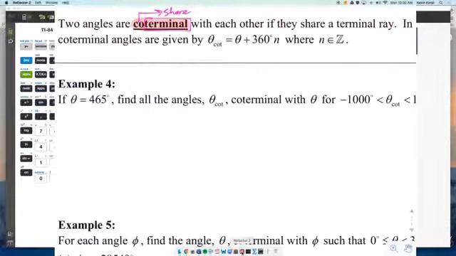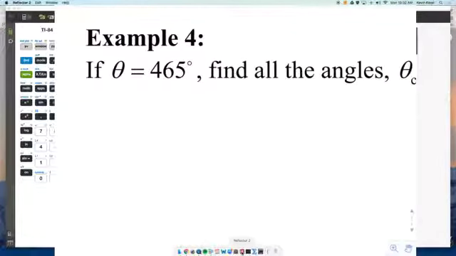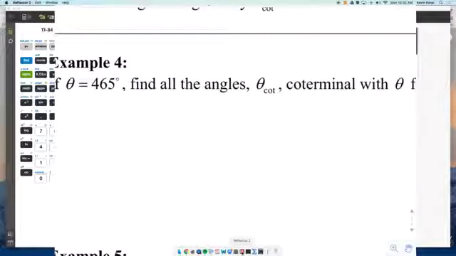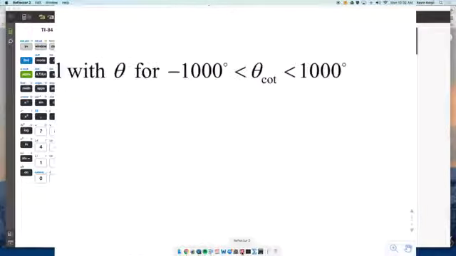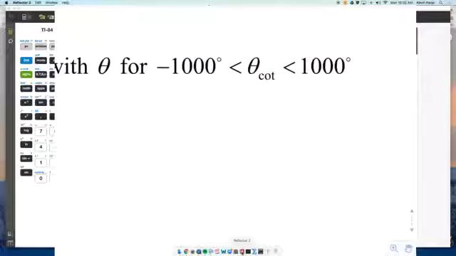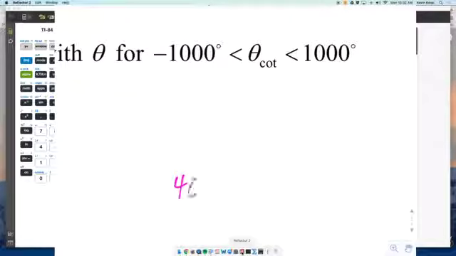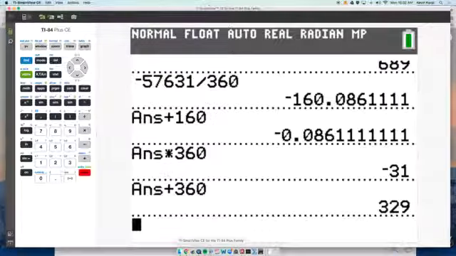Last example, don't put your calculators away. Example 4. If we start with 465, we want to find all the angles that are coterminal with it between negative 1,000 and 1,000. So here's the easiest way to do it. I'm going to go ahead and write 465 down. All you have to do is take your calculator, take 465, write it down because it's coterminal with itself.